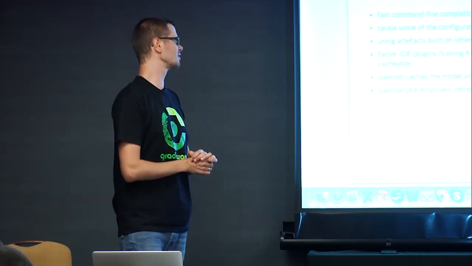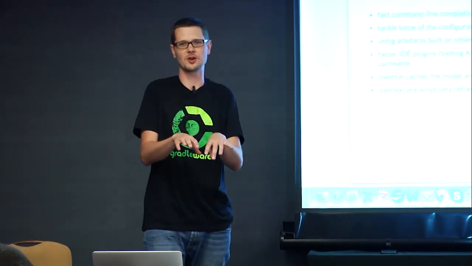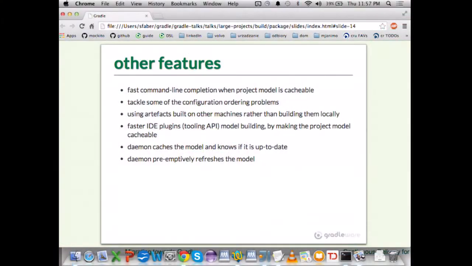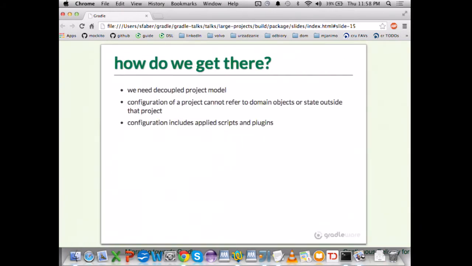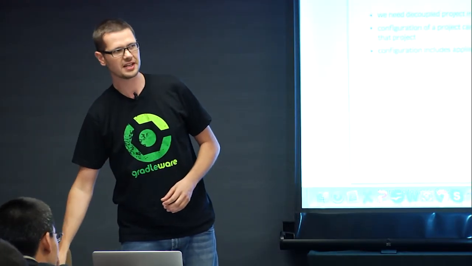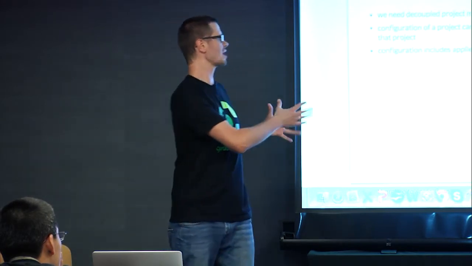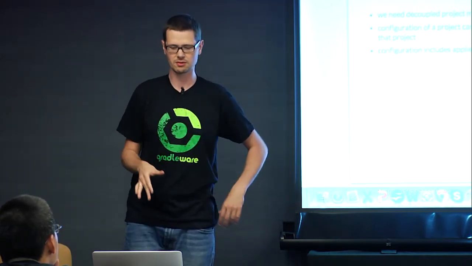There are a bunch of other features that we want to plan with that configuration model change. We want, for example, to have fast command line completion. When you type gradle and a little bit of the task name and then hit tab, it tells you what tasks are available, those kinds of things. But before we get there, we need a decoupled model. Decoupled model in general means that configuration of the project cannot refer to the domain object or state outside of that project. Configuration also includes the plugins that you apply, which means that in that world, where we have decoupled projects, the plugins that you apply also need to conform to that. We will be getting there incrementally, so we'll be adding validation and things.